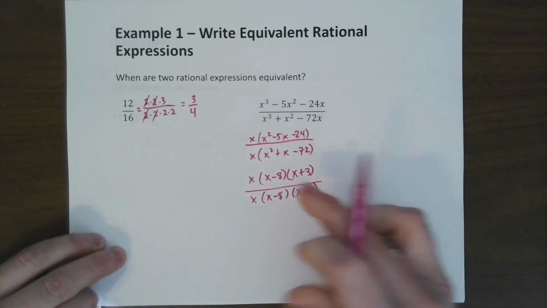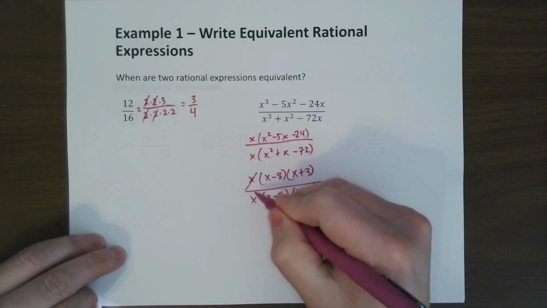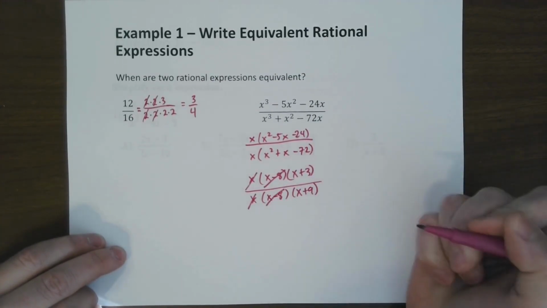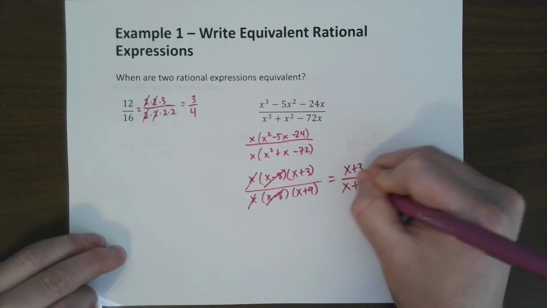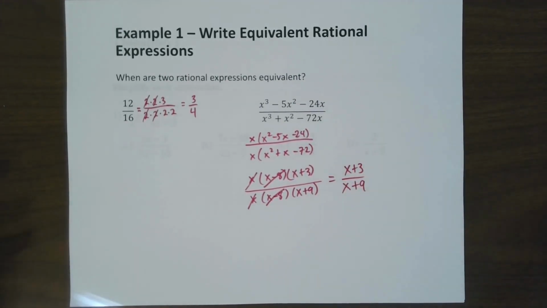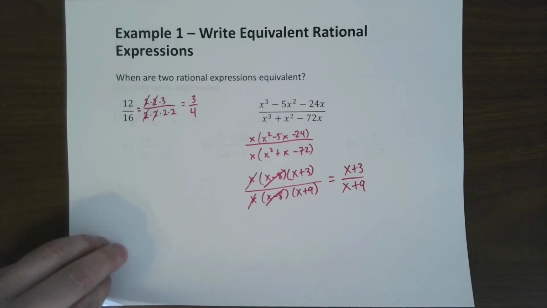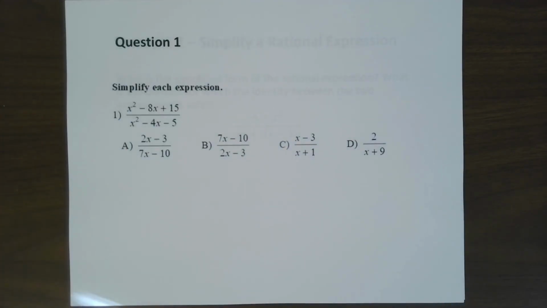And basically what happens here, whatever is the same on top and bottom cancels. So the x's cancel, the x minus 8's cancel. So our final answer is x plus 3 over x plus 9. So all we're going to do is just factor and cancel. Go ahead and try this problem.